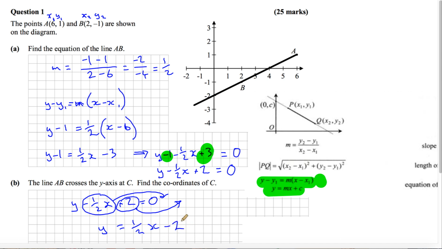So we can see here that the minus 2 is in the C position of this format here. So the coordinates of the point C is 0, negative 2. That's the y-intercept, which we can see from the diagram as well.